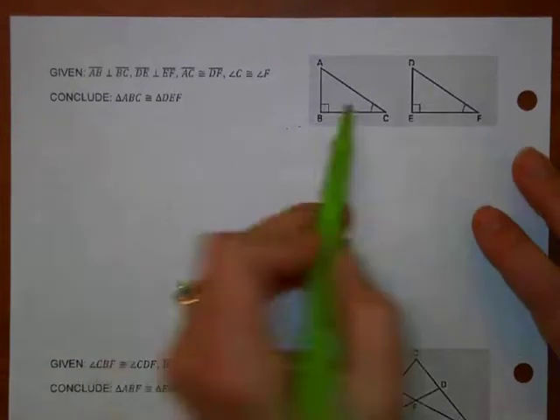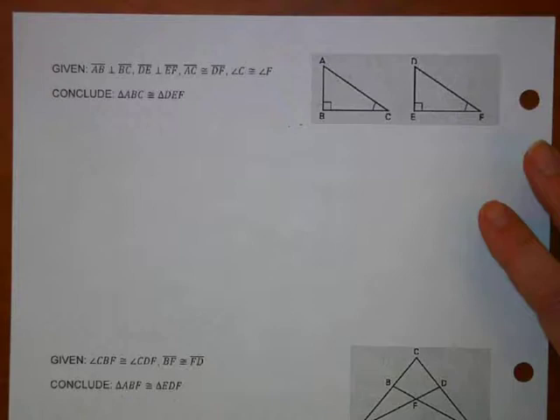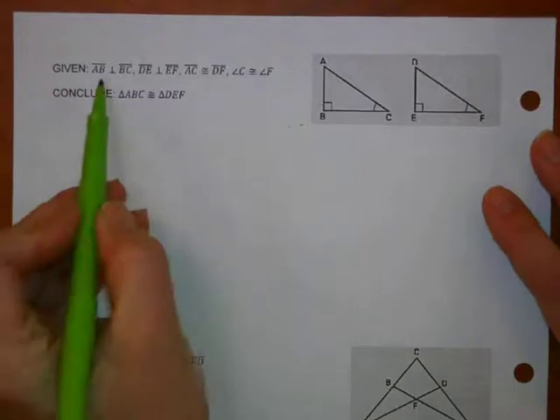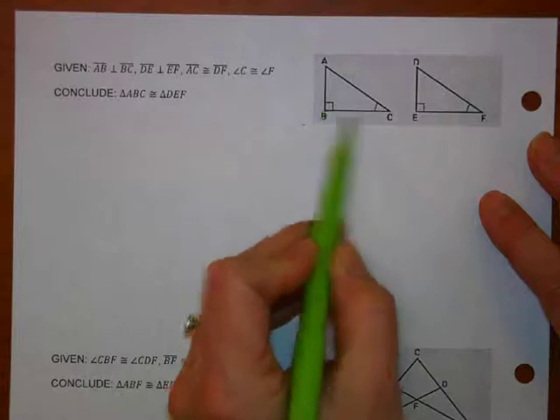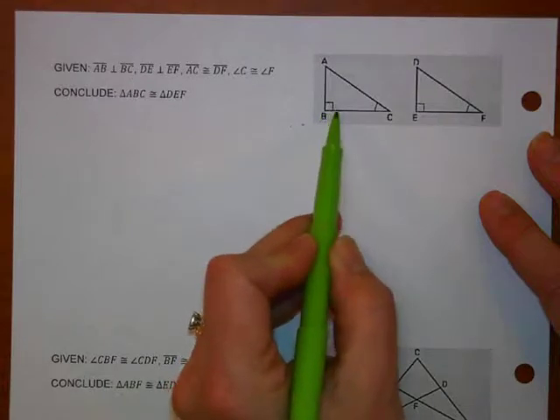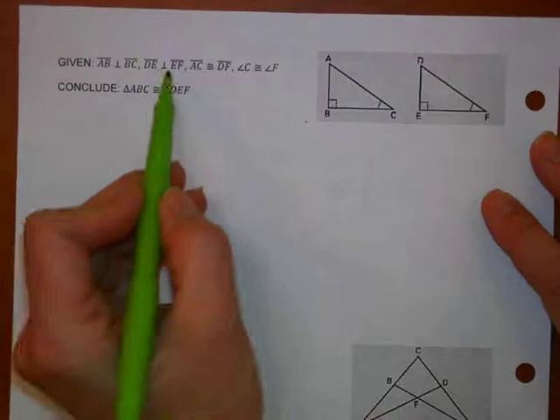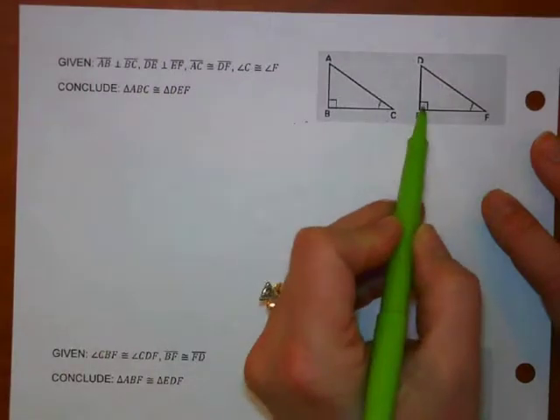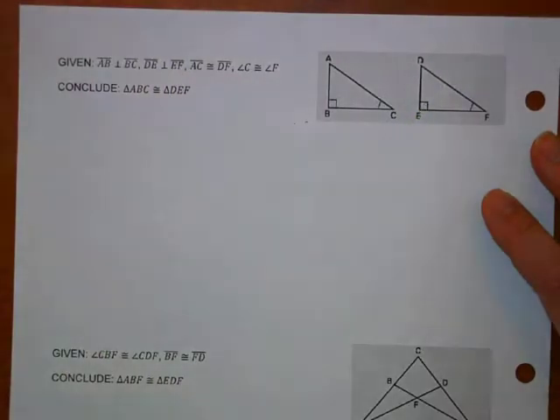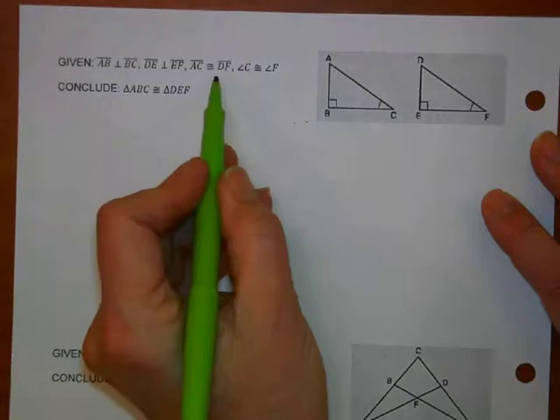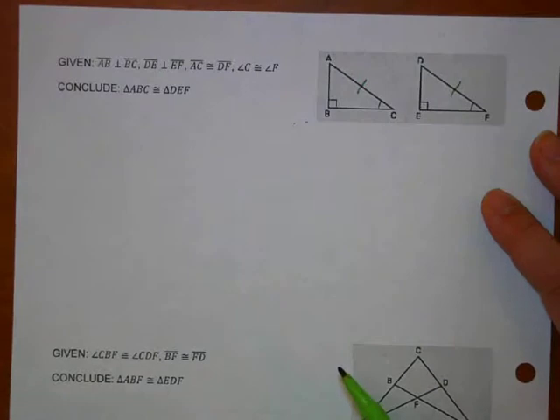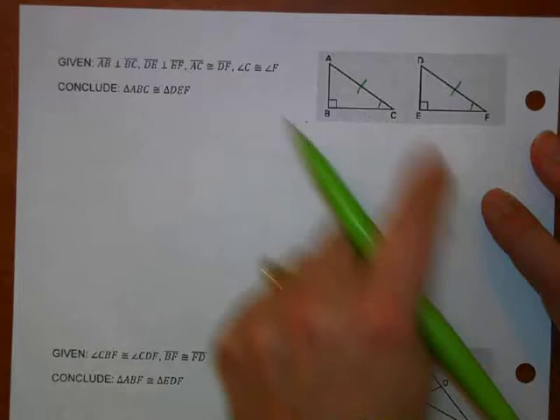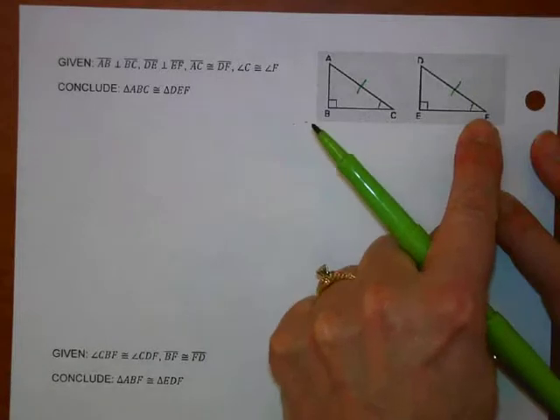So, first of all, let's look at what they gave us. Always, always mark up your picture. They told me that AB is perpendicular to BC. Okay, I've got that. AB perpendicular BC forms a what? A right angle. DE is perpendicular to EF. That also forms a right angle. AC is congruent to DF. All right, I'm going to mark that right on my picture. And angle C is congruent to angle F, which they gave us already.